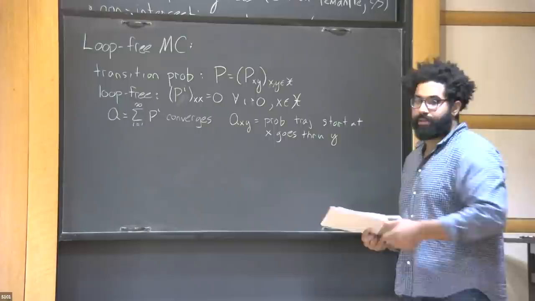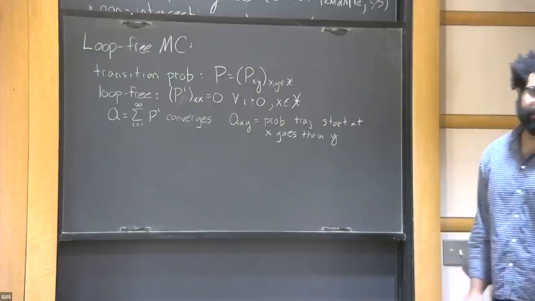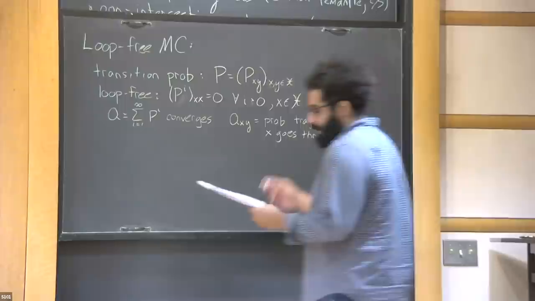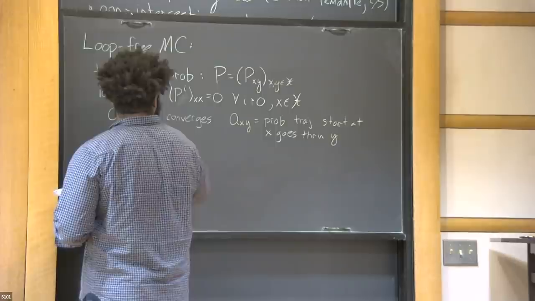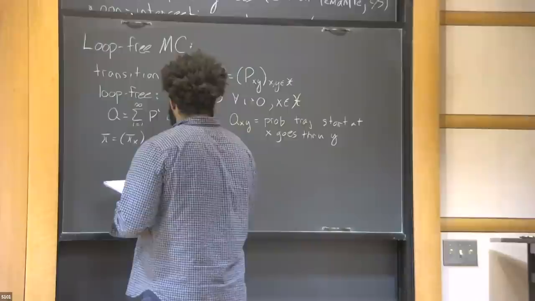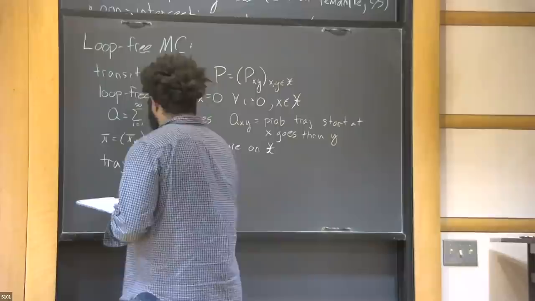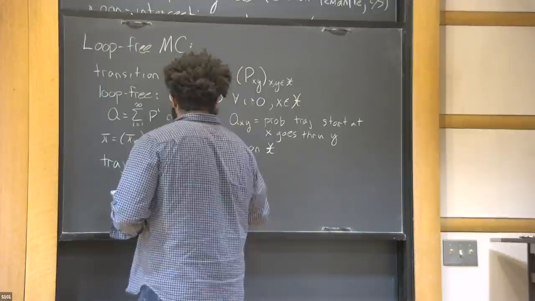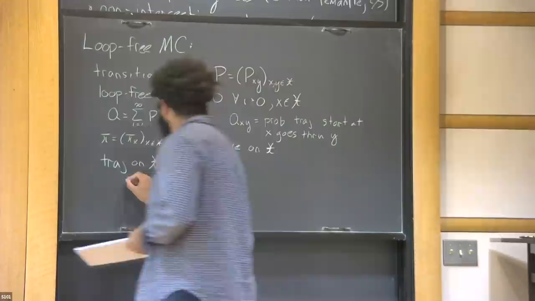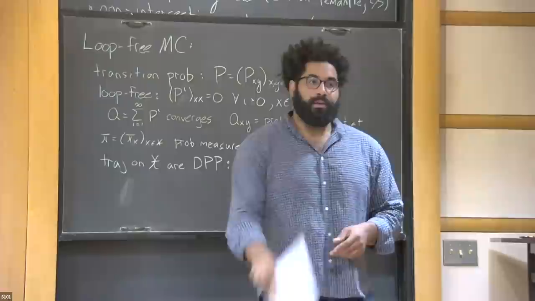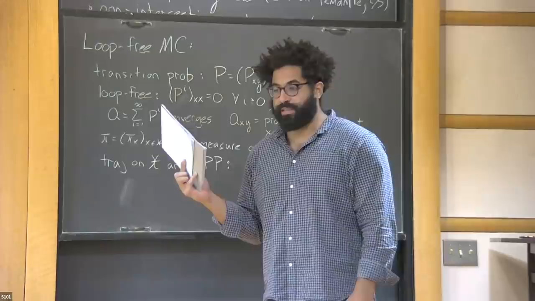Okay. And so we take this transition probability and we also give some initial distribution on the elements of X. So I define some probability measure. It's an interesting result that the trajectories on this X are actually a DPP. What do you mean by trajectory? Yes, so if at any time you take all the vertices which your Markov chain has visited, that is DPP distributed. These sets.